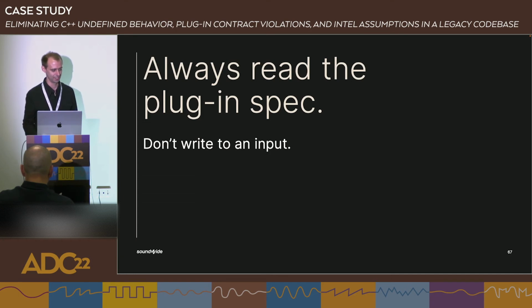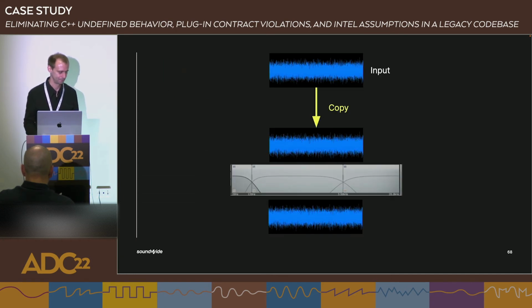So basically, always read the plugin spec and never write data to an input, because you're not allowed to do that as a plugin. You might change the meaning of silence. And if you're interested in what the fix was for this particular issue, we just had to copy the input before running it through our filters, and then everything was fine.